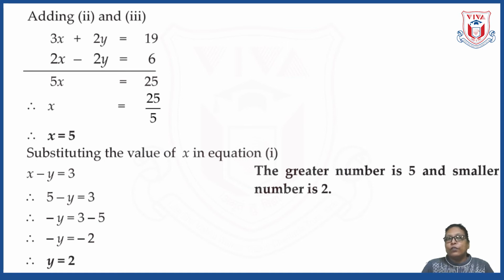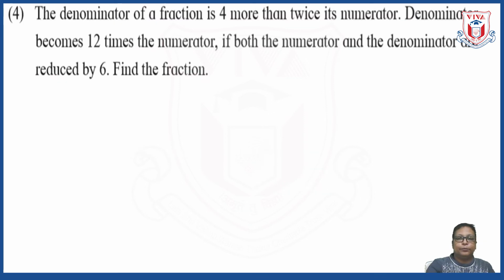Let us solve one more sum. So I have taken question number 4 because it is different. It is of fractions. I am reading the question. The denominator of a fraction is 4 more than twice its numerator. Denominator becomes 12 times the numerator if both the numerator and denominator are reduced by 6. Find the fraction. This is the question.